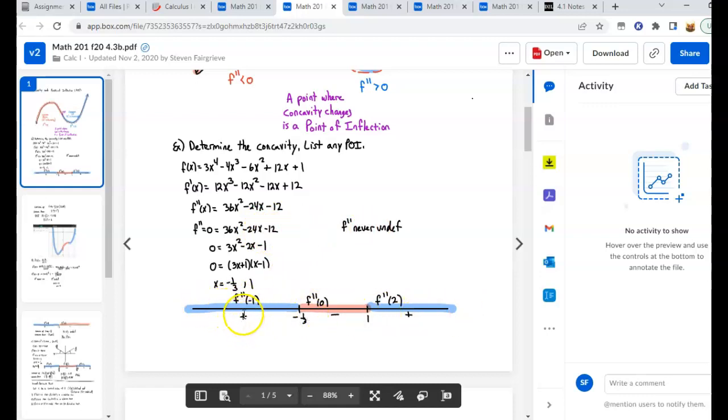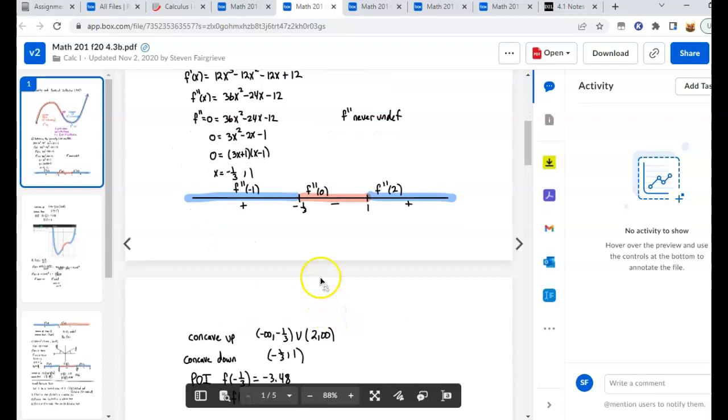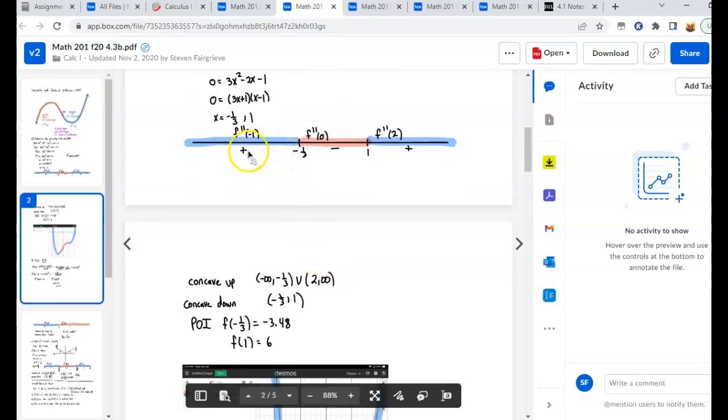When it's positive, we say the graph is concave up like a cup. If it's negative, the graph is concave down. And then places where concavity changes, whether it's positive to negative or negative to positive, doesn't matter. Those are called points of inflection. So we label those points to get our points of inflection.